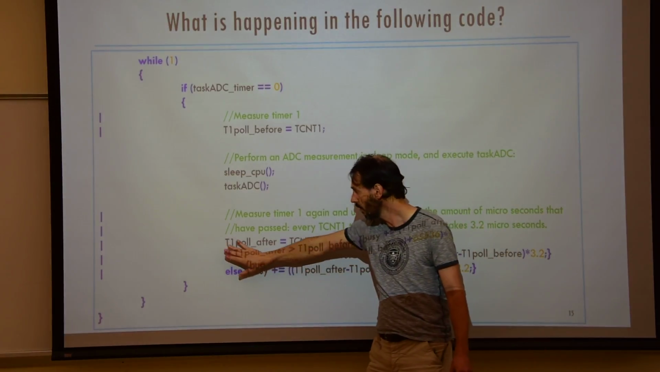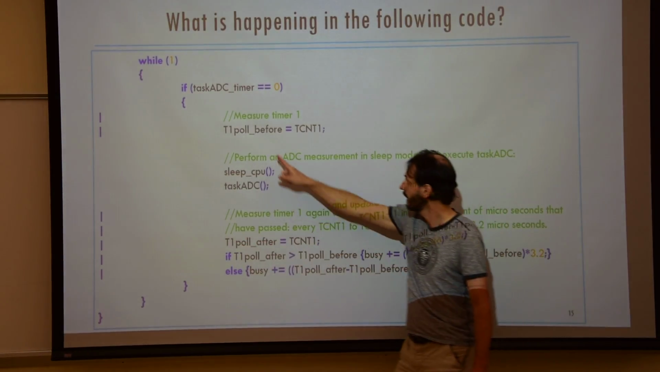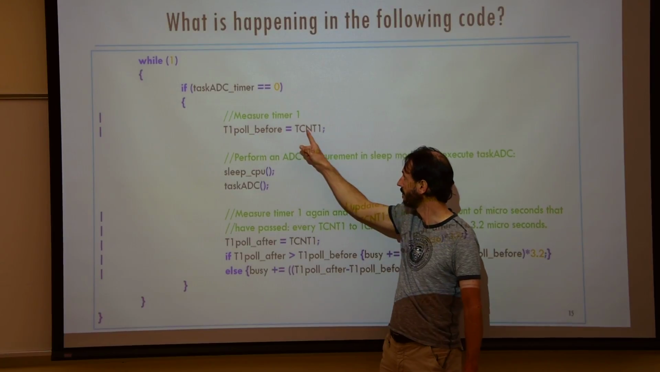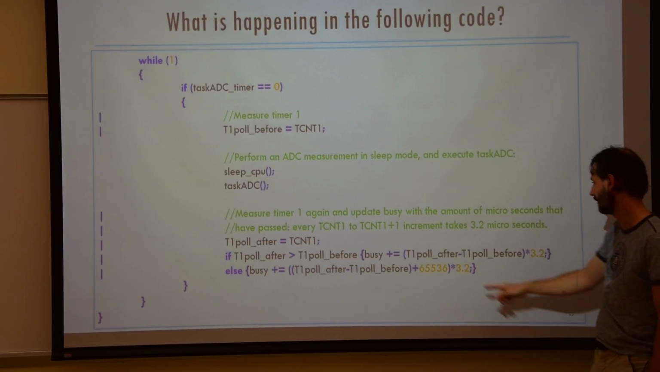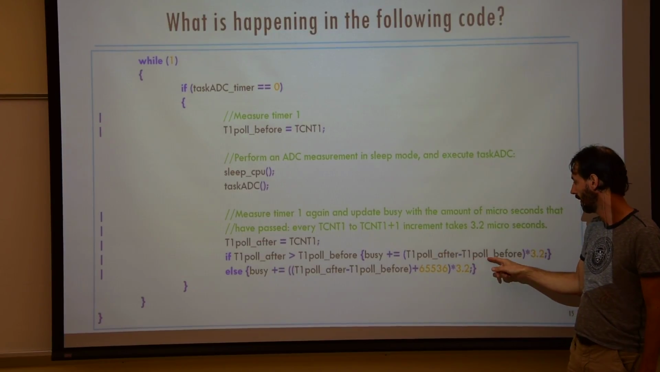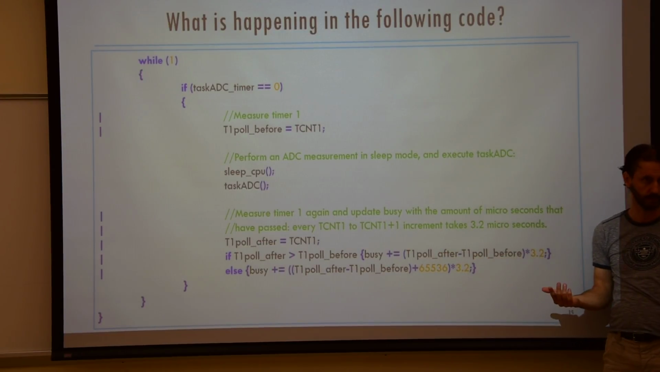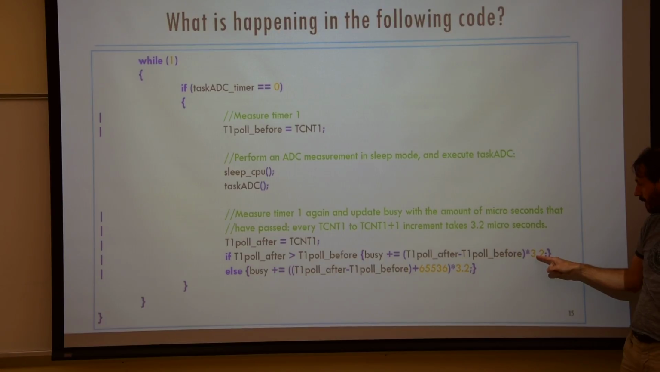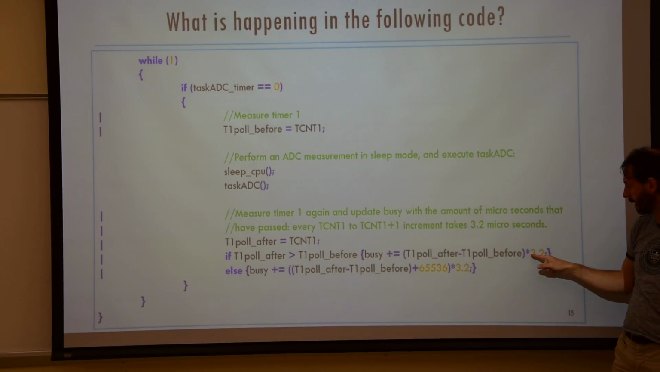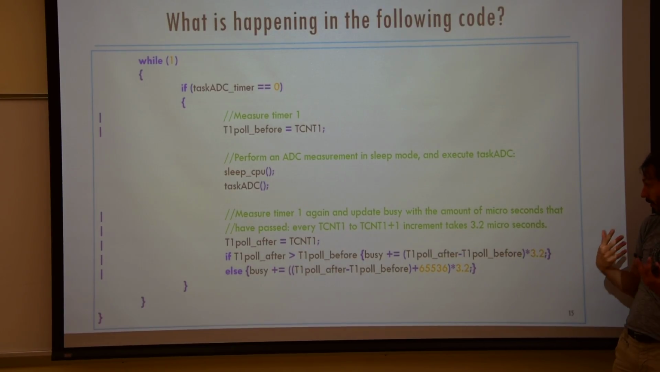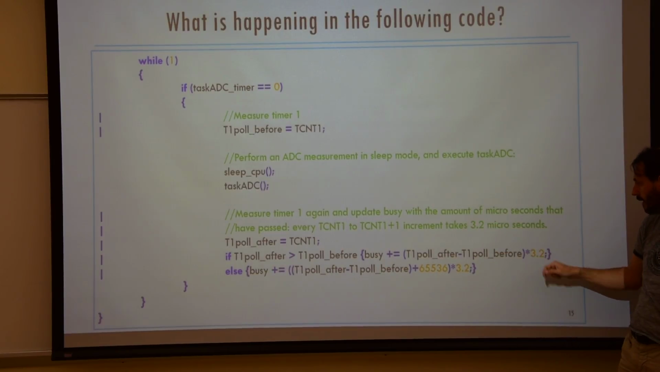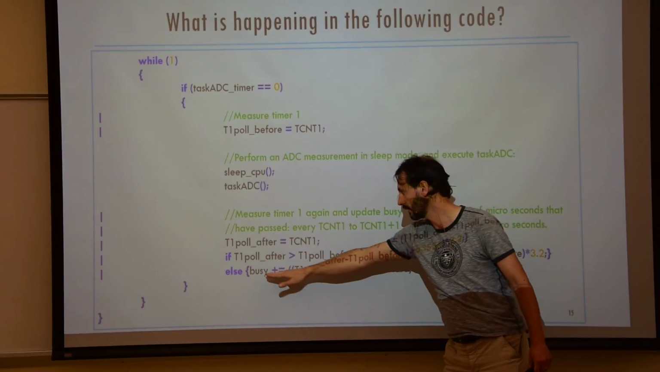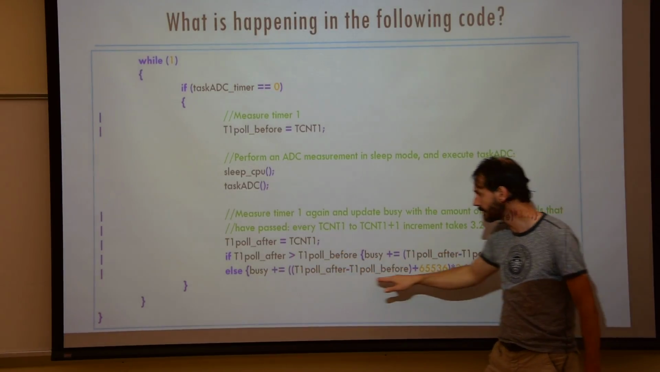Now, over here we have a piece of code. Here we see a T1 poll before and a T1 poll after, and generally we're really interested in the difference between those two. And if we convert it to seconds or microseconds, then we multiply with how many microseconds one particular tick actually takes. So that's written out here in the comments. And then there is also this particular statement over here.